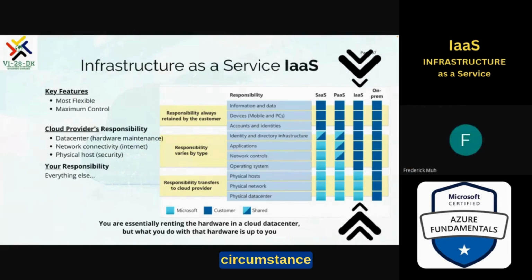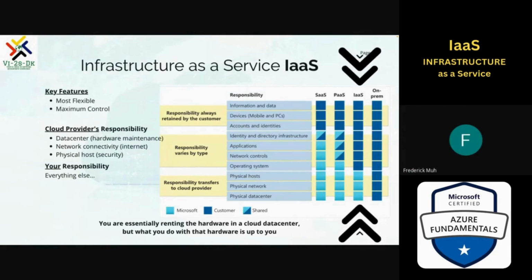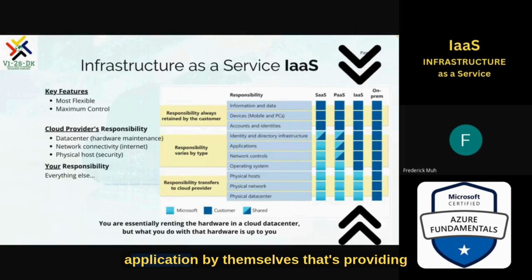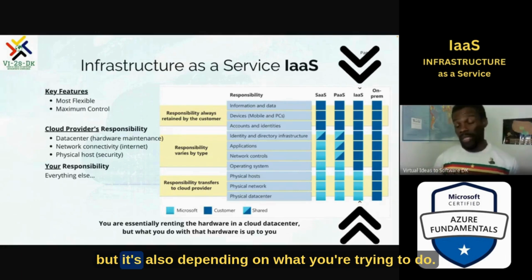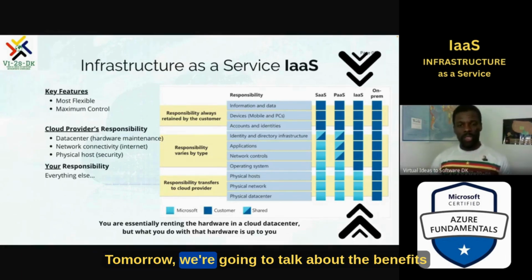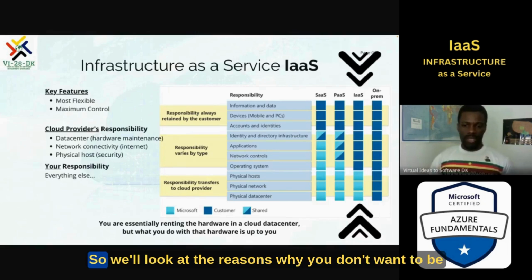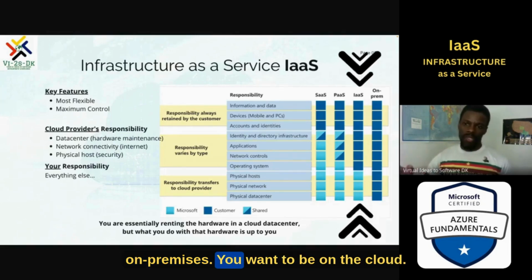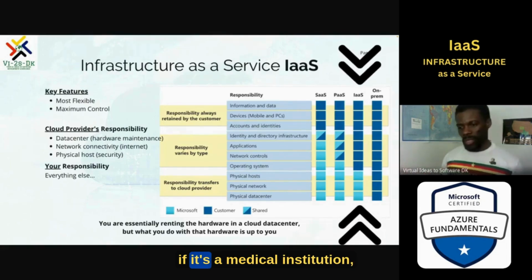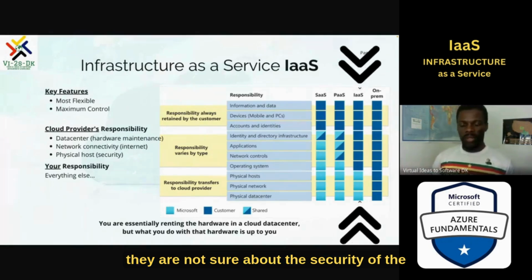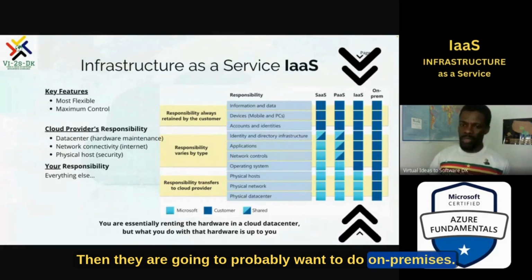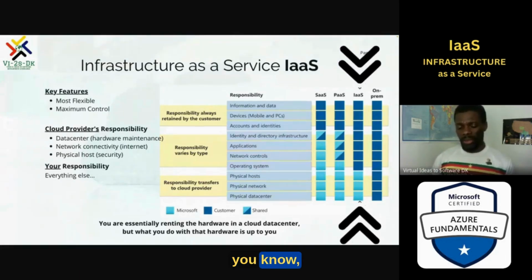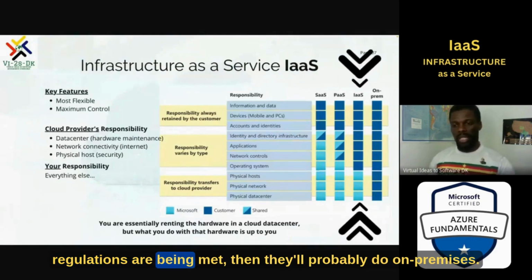But is there any circumstance where people still go with on-premises, like people are able to carry on the entire on-premises application by themselves, providing everything? Yes, there are many cases where people do that, but it also depends on what you're trying to do. Tomorrow we're going to talk about the benefits of cloud computing. So we'll look at the reasons why you don't want to be on-premises, you want to be on the cloud. For some reasons, for instance, if it's a medical institution, they are not sure about the security of the cloud providers. They want all their information to be located only in the hospital. Then they are going to probably want to do on-premises. If it's sensitive information and they are being regulated and they cannot prove that the regulations are being met, then they'll probably do on-premises.